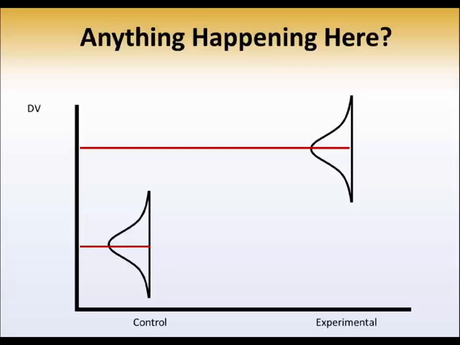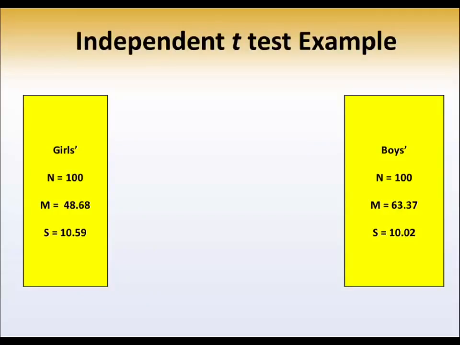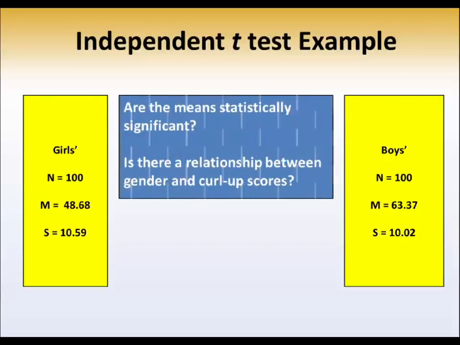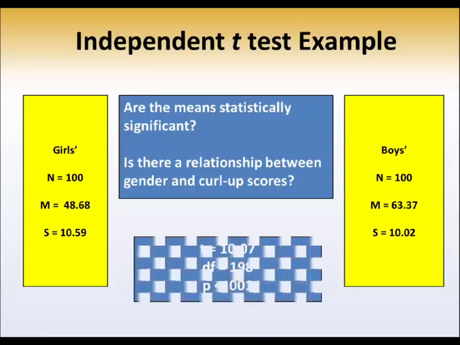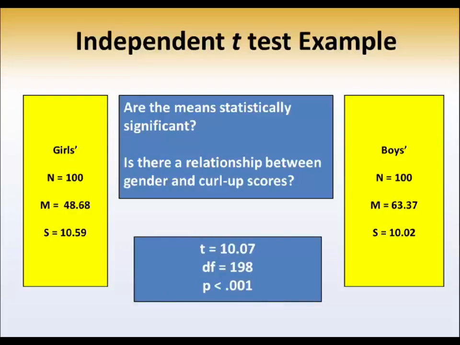Let's take an example with some real numbers now. Here's an independent t-test. We have 100 girls and 100 boys. We have their performance on curl-up achievement. The mean for the girls is 48.68, and that for the boys is 63. Are those significantly different? That is, is there a relationship between gender and curl-up scores? When we calculate the t value, it turns out to equal 10.07, and we have 198 degrees of freedom, n1 plus n2 minus 2, and the probability of this event, a mean difference of 63 and 48, is less than 0.001 if the null hypothesis is actually true.